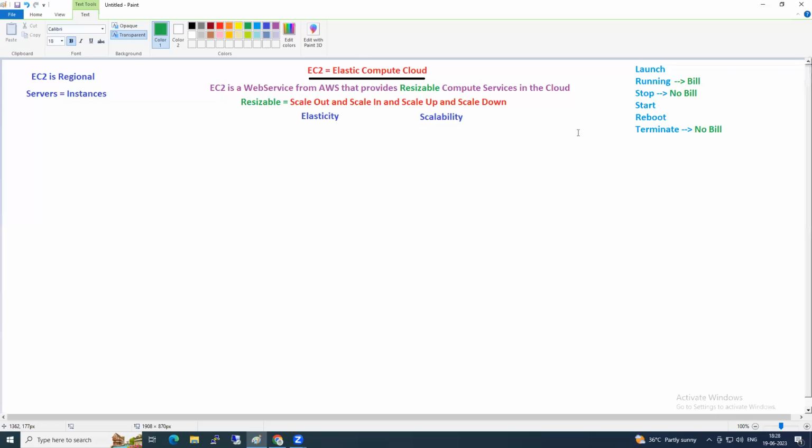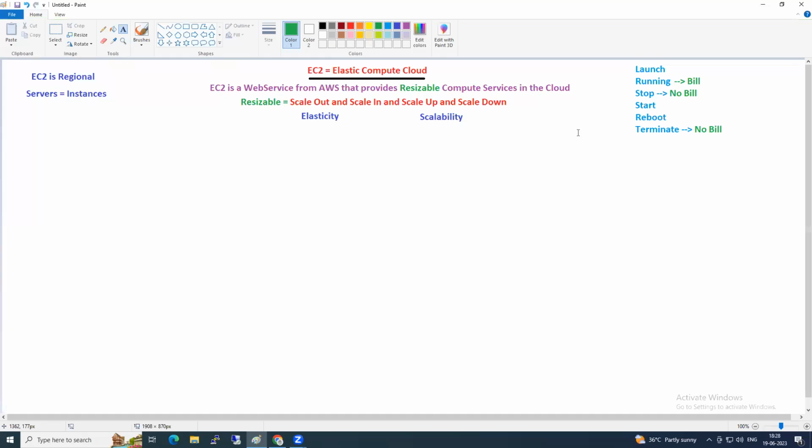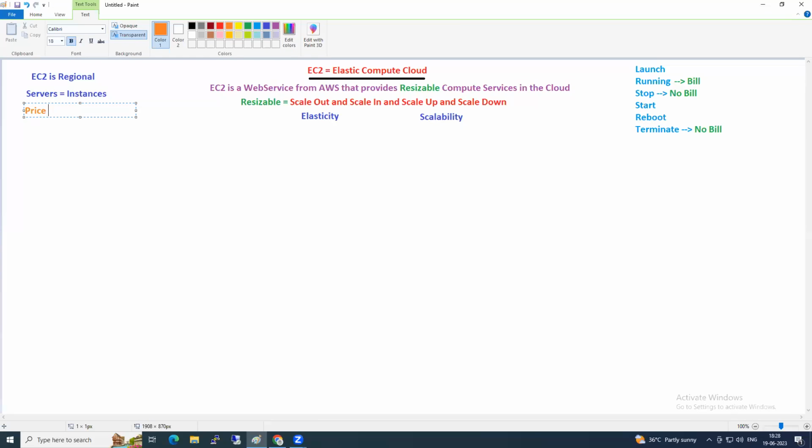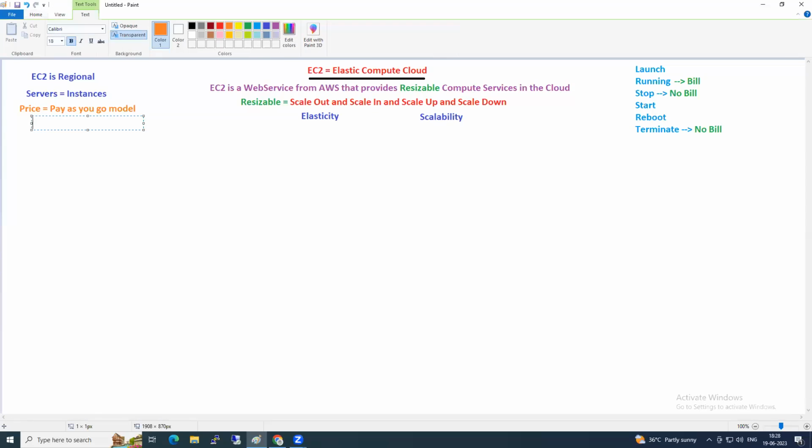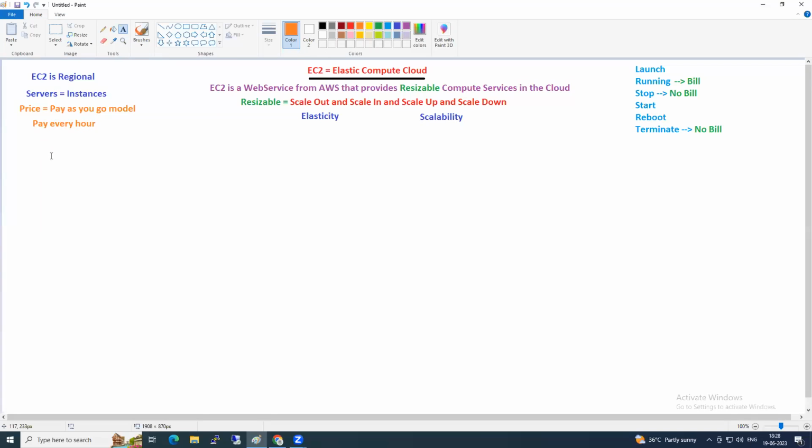Correct? Okay. So here, I'll just give you the price. Price is pay as you go model. What is that? Pay as you go model. So how much time you have used, you need to pay for that. So AWS will charge every hour. Pay every hour. Okay. Now question for you.